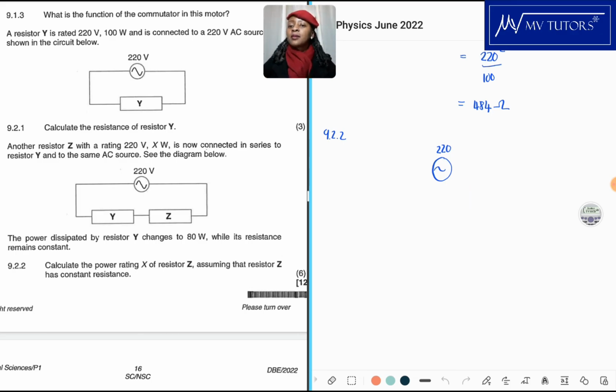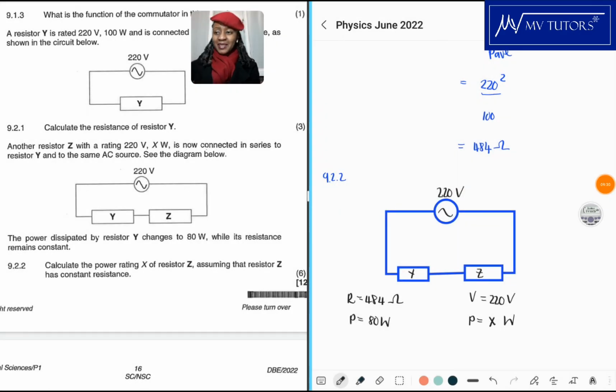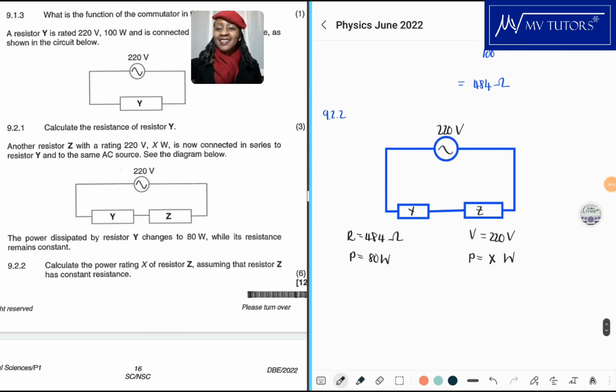Okay, so let me just read the question. It says calculate the power rating X of resistor Z, assuming that resistor Z has constant resistance. Okay, something is happening with my tablet. I'm just going to pause a bit, wait for it to think about what it wants, and then we'll continue. Alright, my tablet is done thinking.